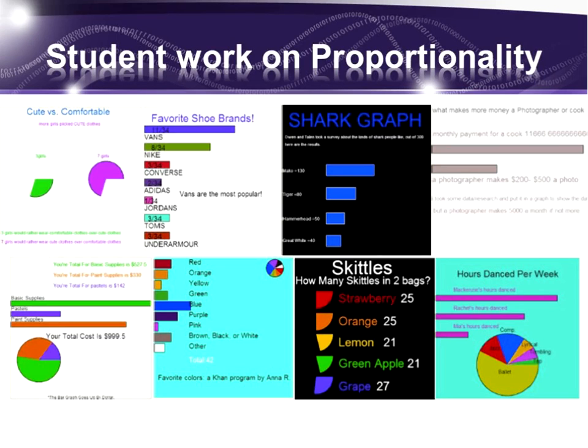There's one picture on this slide that has a little bar graph in gray, and it says, what makes more money, a photographer or a cook? And that bar graph that's up there is so cool to me, and it makes me smile because the kid who made this is an 8th grader who's taking 7th grade math a year late. So he's a year behind where he should be.